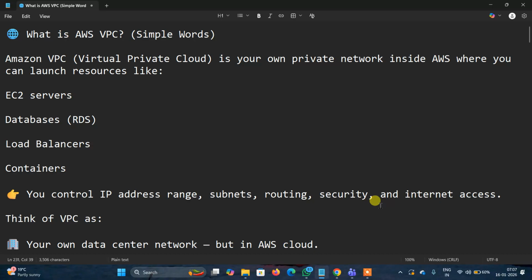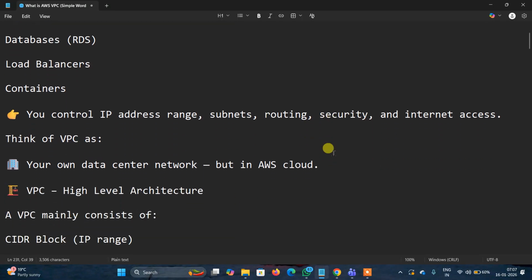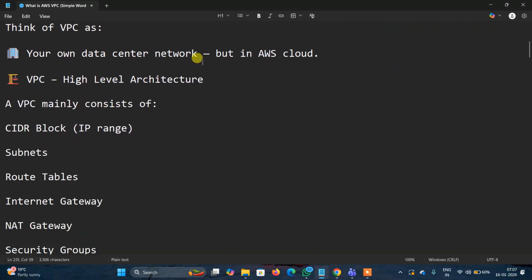In the VPC, you can select your own IP address range. You can select your own subnets, routing, security, and internet access according to your requirement. Think of VPC as your own data center network, like an on-premises network, in the AWS cloud.